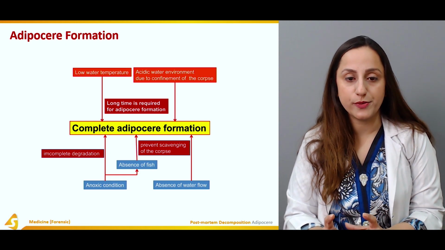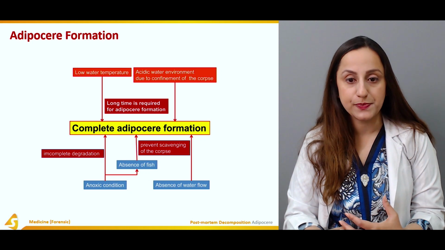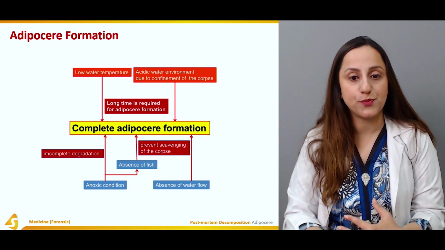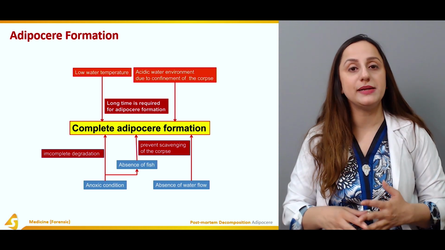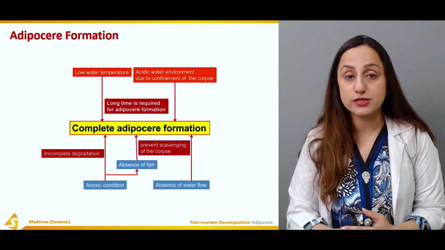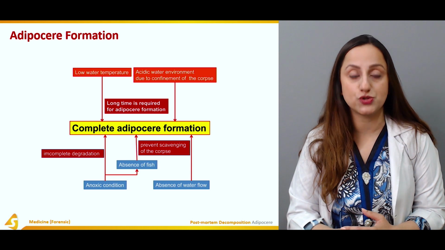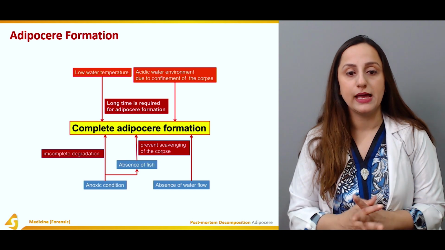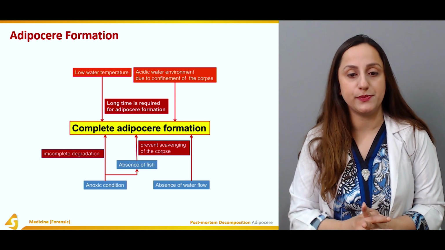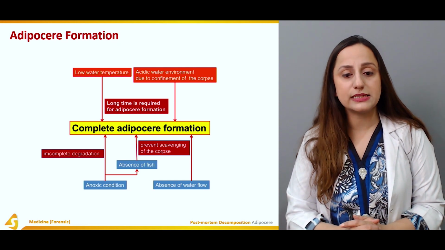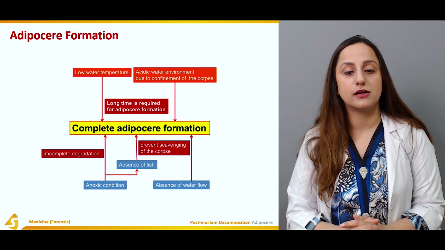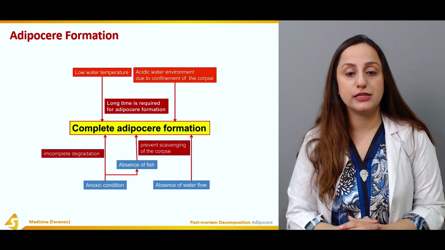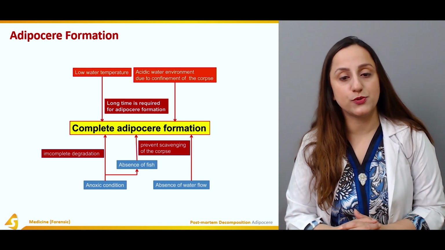The complete adipocere formation takes place in low water temperatures, in an acidic water environment due to confinement of the corpse. Corpse is basically the dead body. So that will contribute towards the complete adipocere formation. The anoxic conditions are very important and they are the predisposing factors to the formation of the adipocere. The absence of water flow: if we have flowing water, that will retard the formation of the adipocere. The incomplete degradation in anoxic conditions contributes to the complete adipocere formation, and the absence of fish in the flowing water contributes to the adipocere formation.